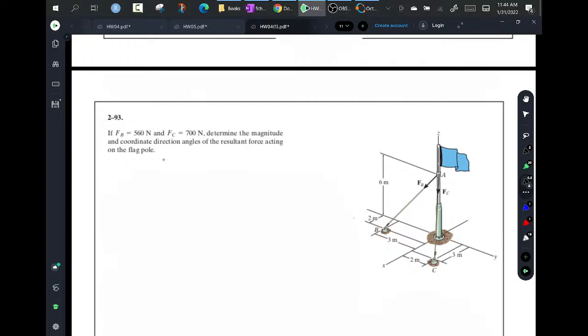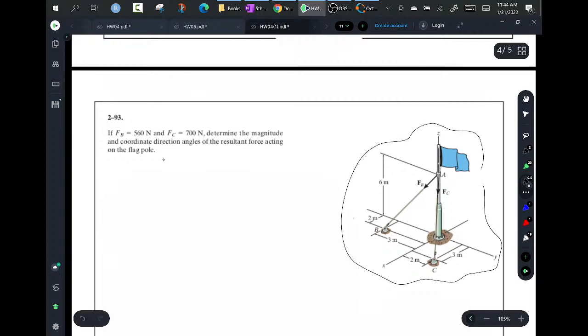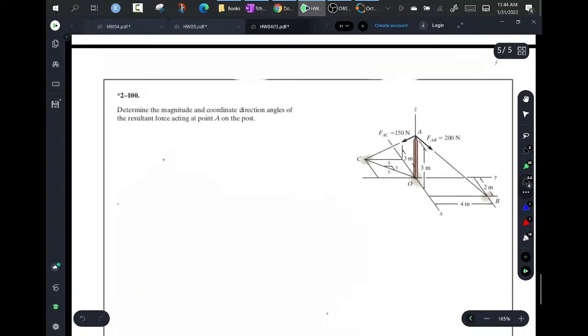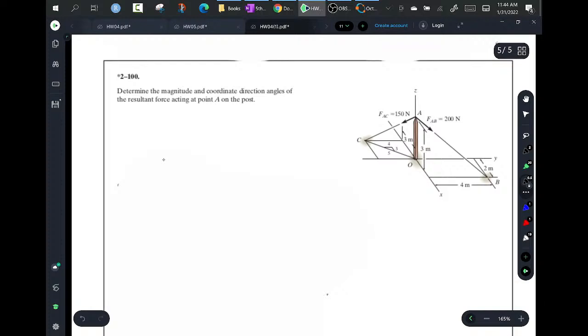Got 560. You got 700. This is, hey, wait a minute. I think I did this one already in one of the lectures. Yeah, I sure did. This one was already done in a lecture a couple days ago. So look back at that. So I'll do this one instead.